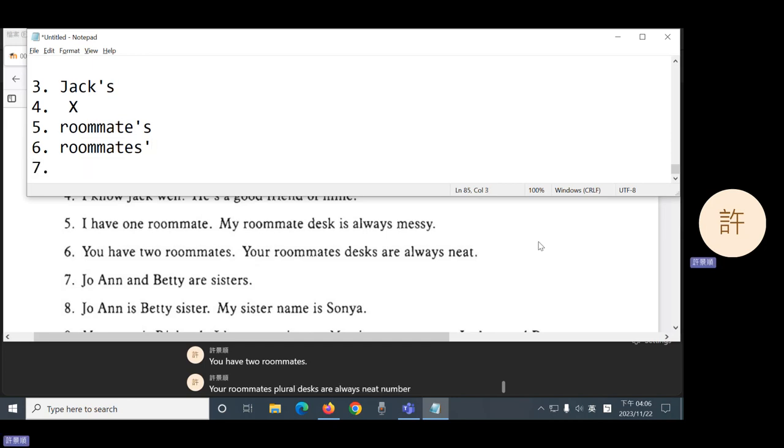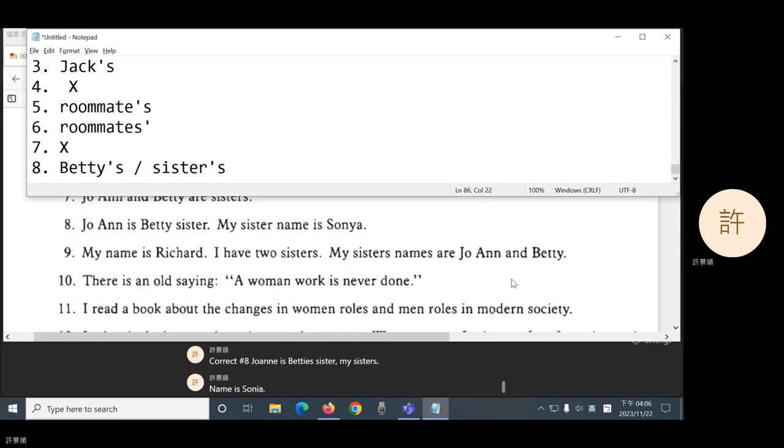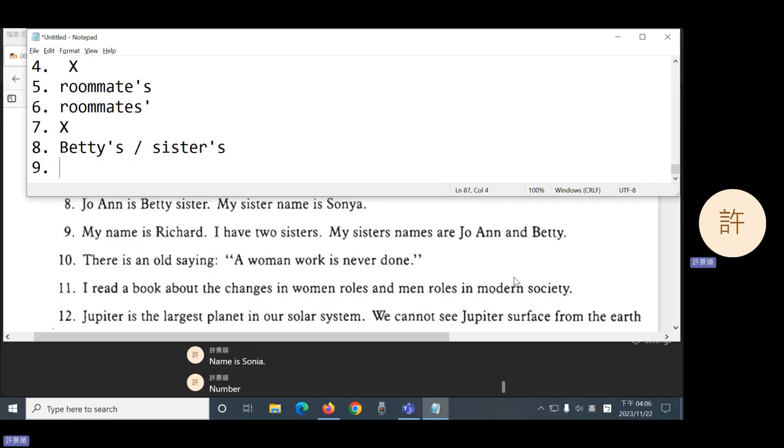Number seven, Joanne and Betty are sisters, correct? Number eight, Joanne is Betty's sister. My sister's name is Sonia. Number nine, my name is Richard. I have two sisters. My sisters, plural, names are Joanne and Betty.